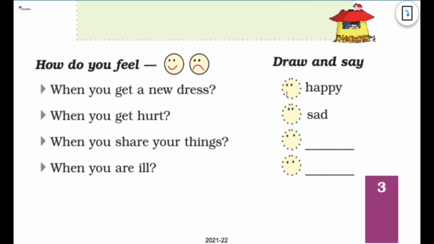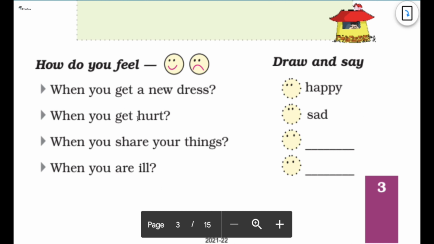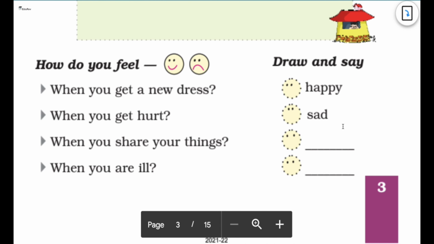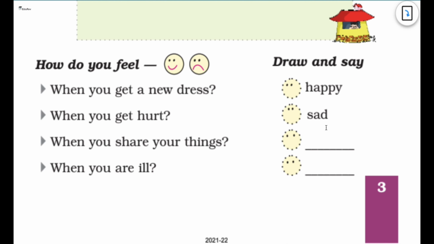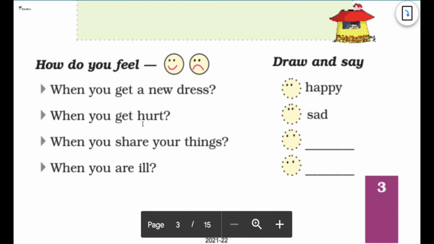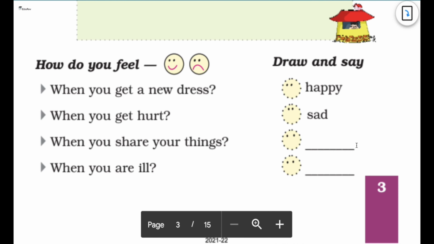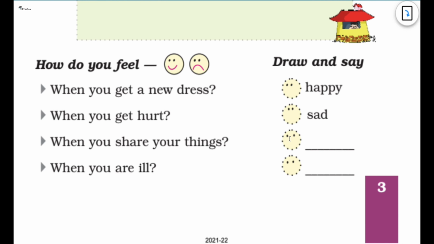So you'll just put a smiley out there and then you'll say, I'm happy. Then when you get hurt, then you are sad. And you're going to put a sad face here and you'll just say that we are sad. And when you share your things, you feel confident. So I can write confident here and I can put an emoji of confident.